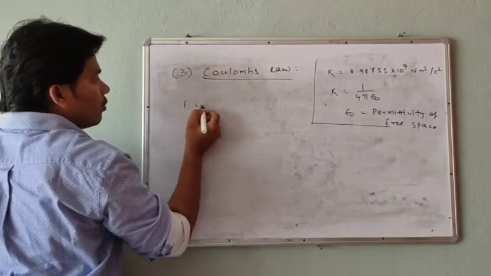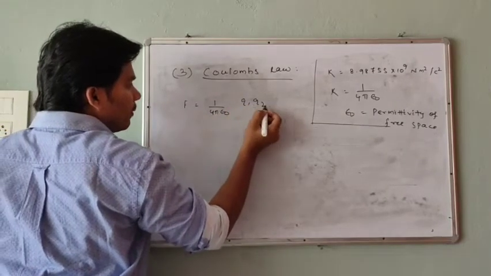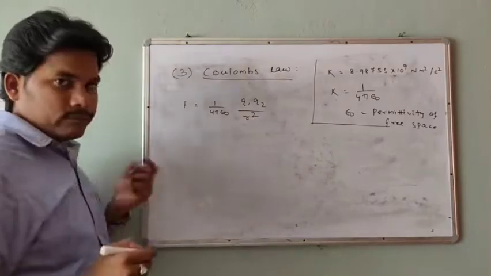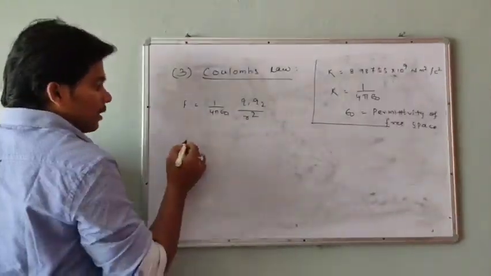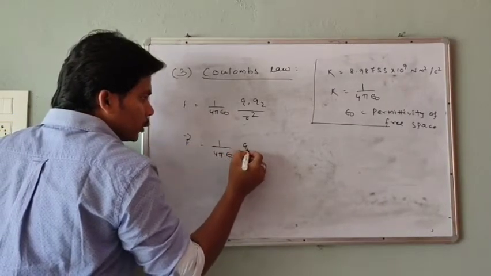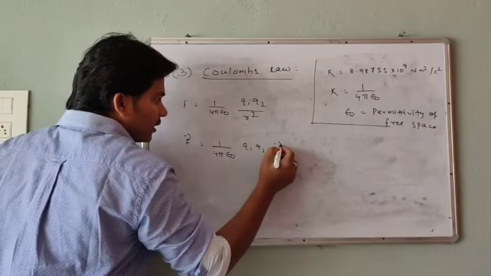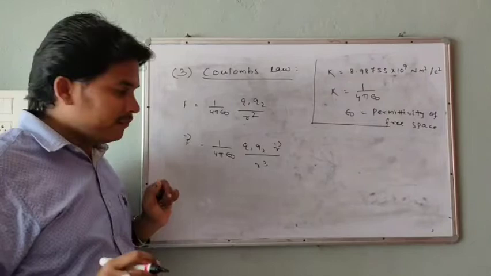F equal to 1 by 4 pi epsilon naught Q1 Q2 by R square. Understood? And in the vector form, we can write this as F vector equal to 1 by 4 pi epsilon naught Q1 Q2 R vector by R cube. How we can write it in vector form.